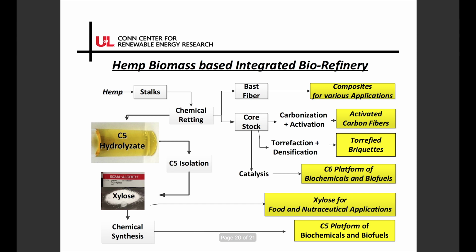Stalks go through a chemical retting process, and we are making a pure bast fiber that can go into composites, and coarse stock into various opportunities, and hydrolysate going to C5 and xylose, and then the carbons going into various applications. These are the different types of product portfolio we're trying to build from bast fiber crops such as hemp and cannabis.